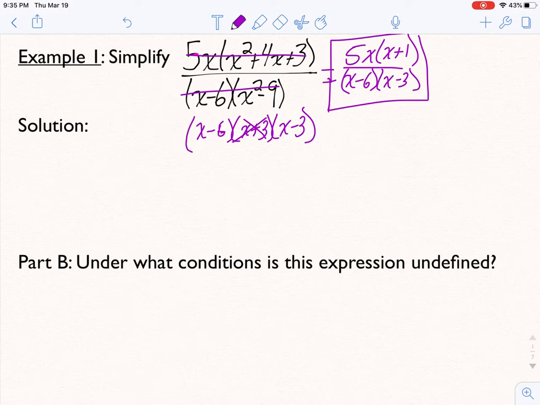Part B says, under what conditions is this expression undefined? Well, undefined means how can I get 0 in my denominator? The only time we are undefined in mathematics is when I got a 0 in my denominator. So after I factored, I got to this point.